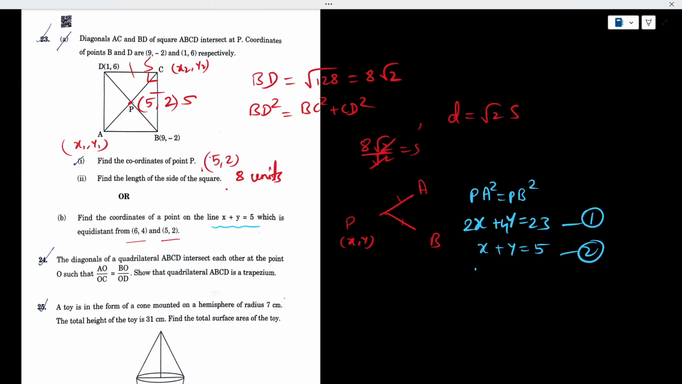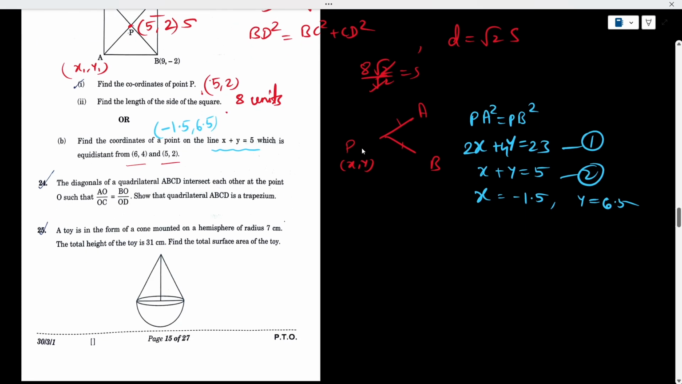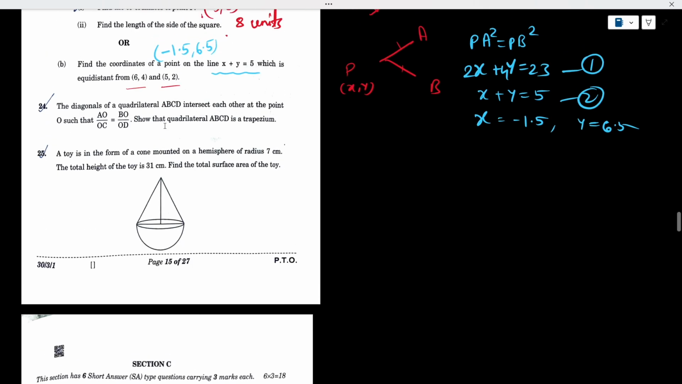And I'm sharing the answer here. The x coordinate is minus 1.5 and the y coordinate is 6.5. So your answer, the coordinates of the point, is going to be minus 1.5 comma 6.5. Right, again if you need the solution, please put a message in the comments.